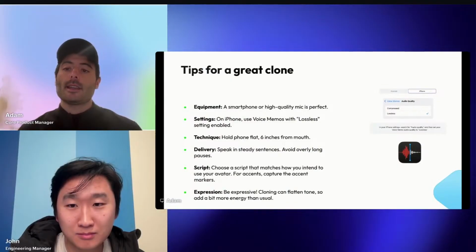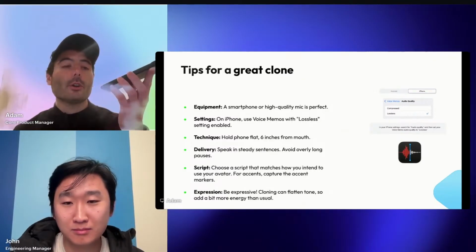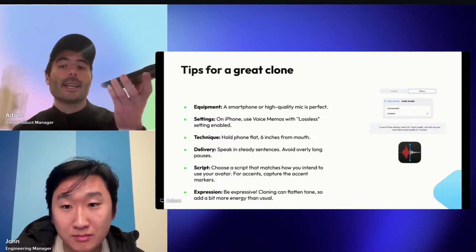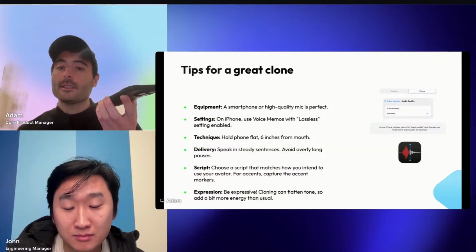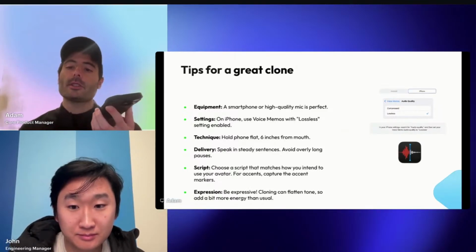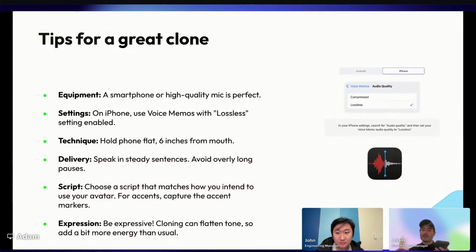Then when you go to record, you can essentially hold your phone like 6 inches from your mouth. You can hold it flat and then speak in steady sentences. You can take brief pauses. That's good, but you want to avoid overly long pauses or that can introduce instability. And then very importantly, when it comes to choosing your script, choose a script that matches the type of script that you intend your avatar to say.